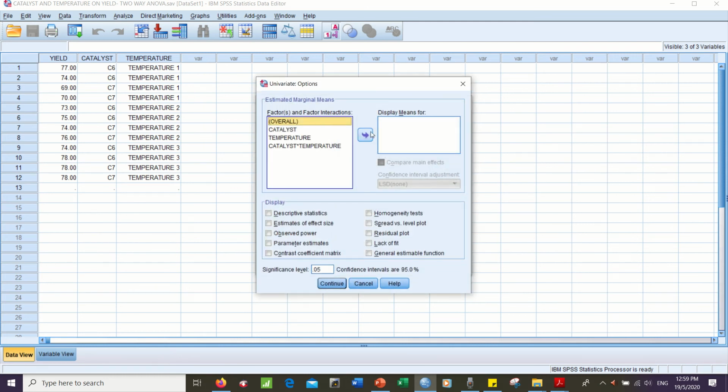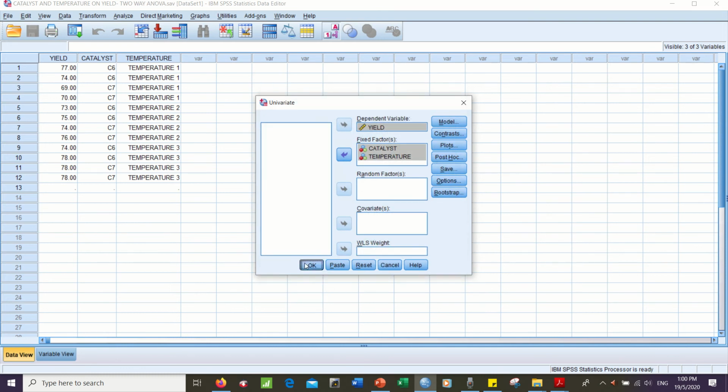All right, display overall, display catalyst, display temperature, and display catalyst times temperature. And we are going to compare the main effects. The main effects are catalyst and temperature. So click compare main effects. Then for confidence interval adjustment, I would choose Bonferroni. That is my preference. If you want the mean, standard deviation, whatever, you can click descriptive statistics. Homogeneity test is very important because we want to see the distribution of variances. And then effect size. If you remember our lecture on sample size calculation, we are going to report the effect size here too. Click estimate effect size and then click continue, and then we are good to go.